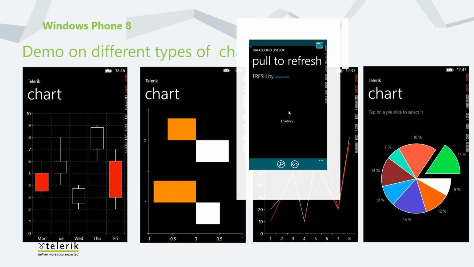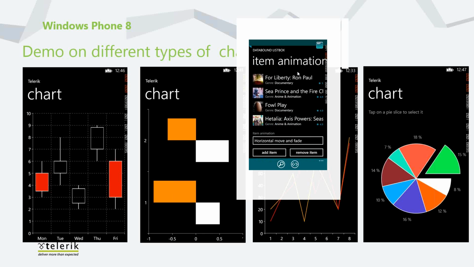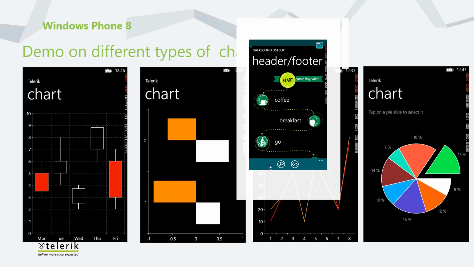Then pull to refresh. If you want that iPhone list view behavior, you can pull that particular list view to refresh. And here we are getting data from 500px.com. Then the wrap mode; it is taking time to fetch data due to my internet connectivity. You have orientation, you can have checkbox, you can have item animation, as you can see here. You can have header, footer. So you can achieve this kind of data visualization list view using the data bound list box. So this is all I had for today's demo.